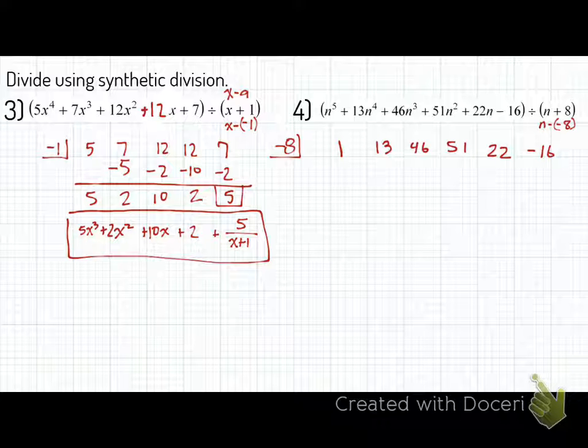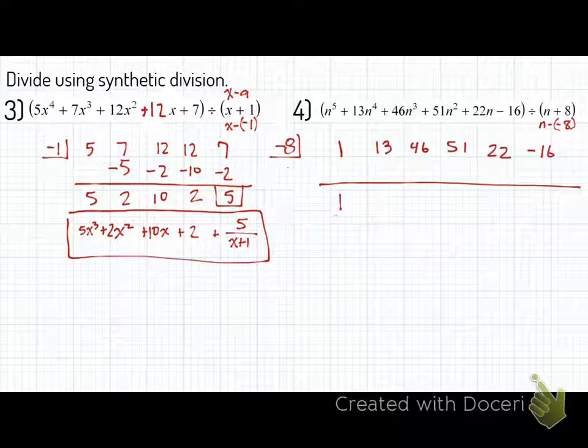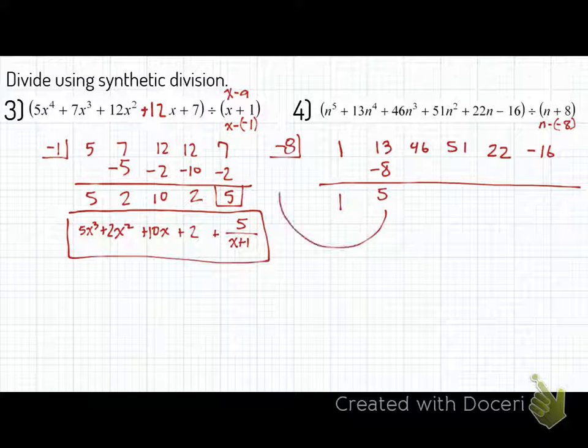Good. So we're going to draw a line. Let's start this off together, and then you'll finish up. What's 1 plus nothing? 1. We're just bringing 1 down. 1 times negative 8? Negative 8. Good. What's 13 plus negative 8? 5. What's 5 times negative 8? Negative 40. Good. What's 36 plus negative 40? Negative 4. Negative 4 times negative 8? 32. Nope, negative. Negative 48. What's 51 plus negative 48? 3. Good. Finish up my problem for me, please.